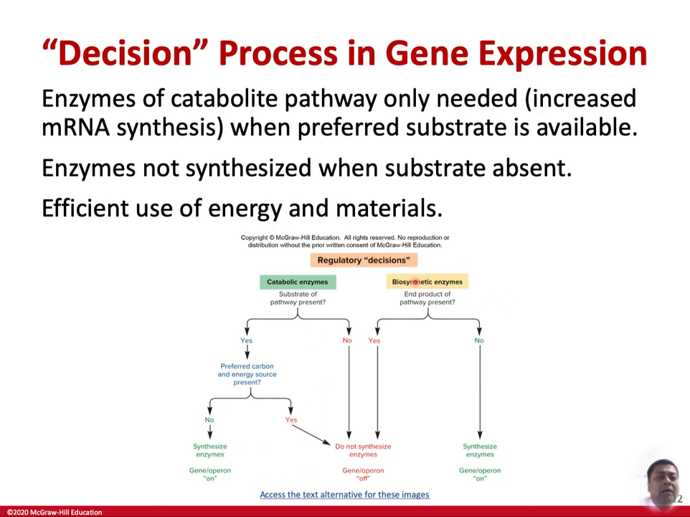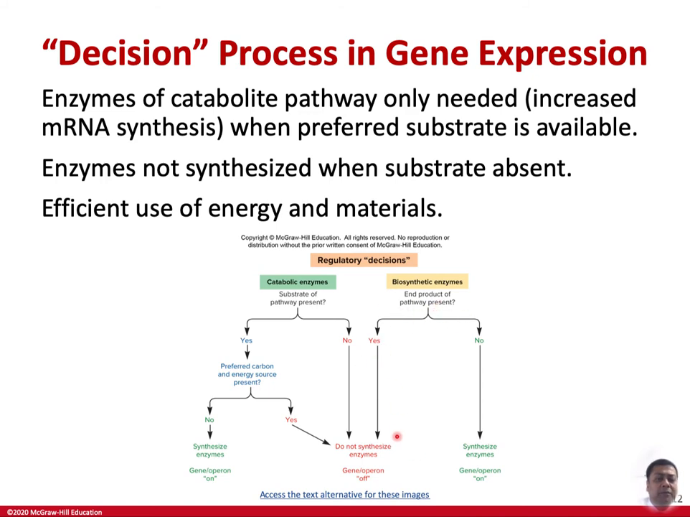Here, on the other hand, are biosynthetic enzymes, as opposed to the catabolic enzymes we saw. We can think of these as anabolic enzymes, where the end product of the pathway is actually present. So think about tryptophan, an amino acid which is needed to synthesize proteins in the cell. And the question being asked is, is tryptophan present in the cell? Yes. Okay, all right.